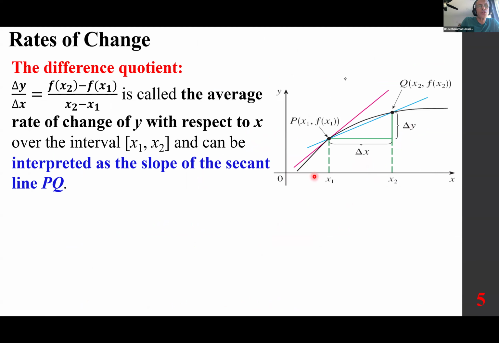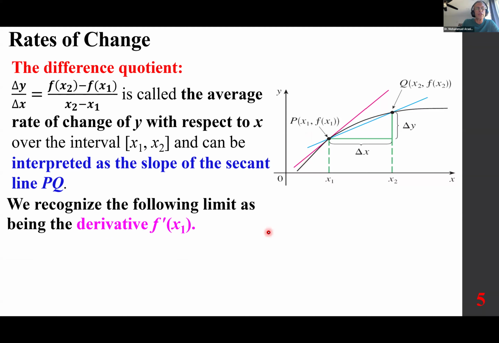So rates of change, the difference quotient, rise over run, delta y over delta x, f of x2 minus f of x1 over x2 minus x1, is called the average rate of change of y with respect to x. So you have 2 points. There are different ways of approaching it. This is another approach, over the interval x1 to x2, and can be interpreted as the slope of a secant line, the blue line, PQ.